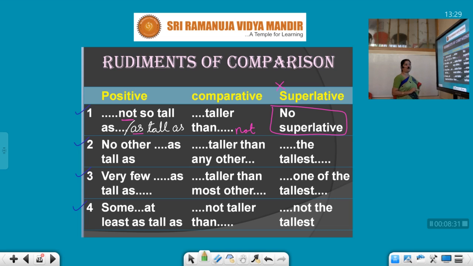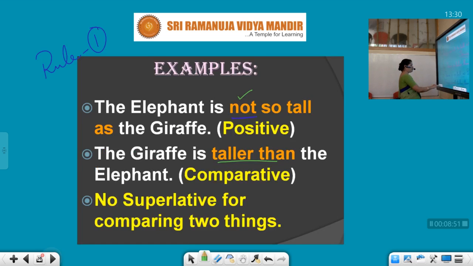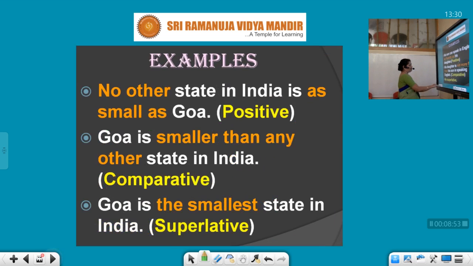So what did you understand in the second case? There is a positive, there is a comparative, there is a superlative. And the superlative is the topmost. There's nobody dominating the superlative. The tallest means there's nobody who's taller than. That's the meaning. So let us look into the examples of that. So this is your rule 2.